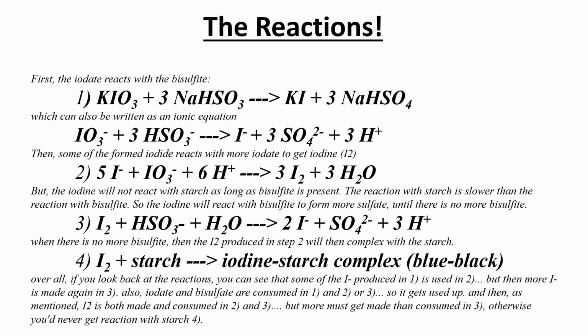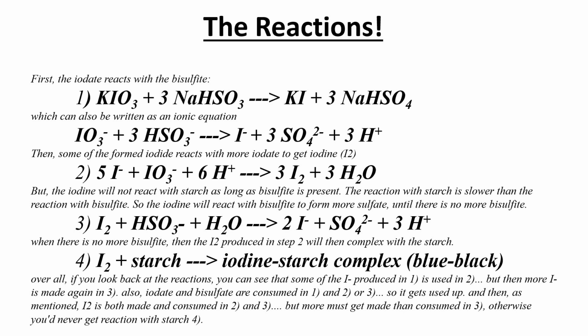So in reaction 2, the iodine ions actually react with the iodate ions and hydrogen ions to produce diatomic iodine and water. And in reaction 3, the diatomic iodine reacts with the bisulfite ions that are actually from the sodium bisulfite that's in the solution, and water to produce the iodine ions, sulfate ions, and hydrogen ions.